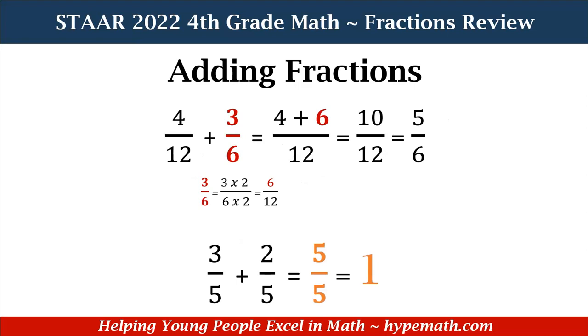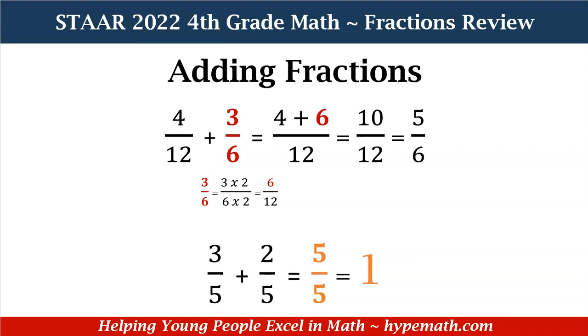Let's look at another example. We have 4/12 plus 3/6. And anytime that you have denominators that are different, what you need to do is find the lowest common denominator. It's called the LCD, or you may hear LCM, which is the lowest common multiple. For this example, it is 12.